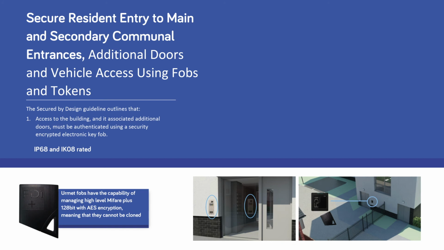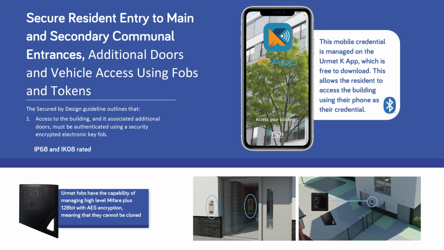Urmet also offers a mobile Bluetooth credential, which can be used by residents in addition to using their key fob. These mobile credentials are also beneficial to building managers and contractors, as they can be provided with temporary access permissions. This mobile credential is managed on the Urmet K app on their smartphone.